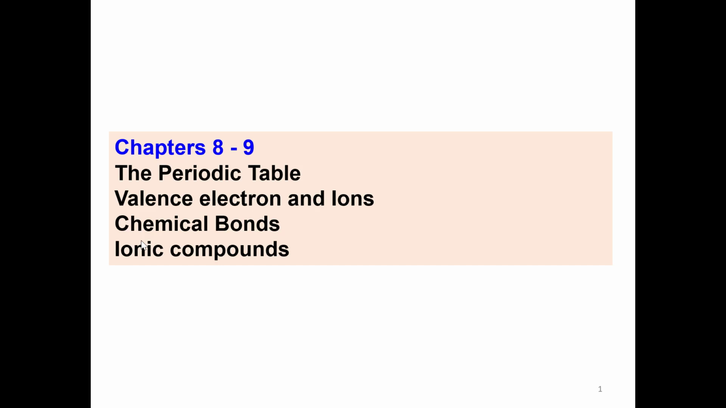In this lecture, we are going to discuss some sections of chapter 8 and some sections of chapter 9. We will focus on the periodic table, the valence electrons and ions, chemical bonds, and ionic compounds.